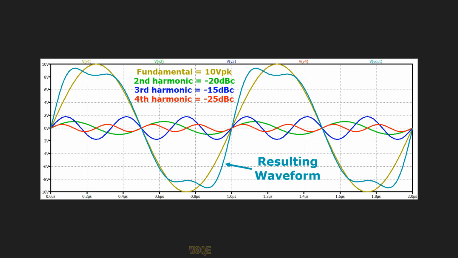The waveform on the screen here shows a fundamental frequency of 10 volts peak that has within it a second harmonic that is 20 dB below the fundamental amplitude, a third harmonic that's 15 dB below the fundamental amplitude, a fourth harmonic that's 25 dB below the fundamental amplitude, and that also shows the resulting signal, which is the blue-green waveform. The blue-green waveform is not that untypical of what you might see on the output of a solid-state amplifier.